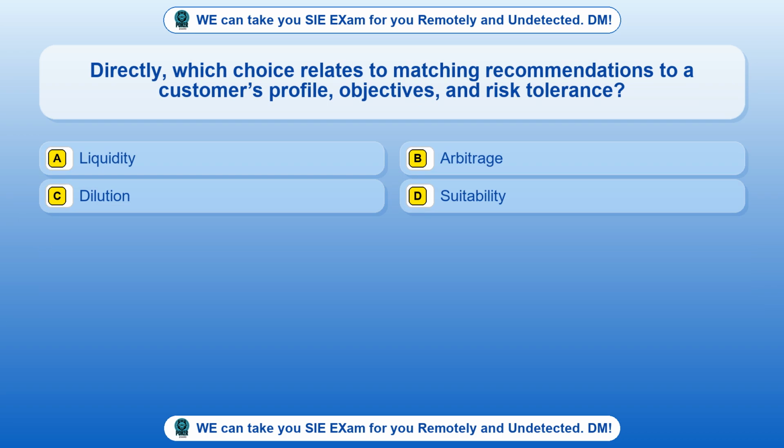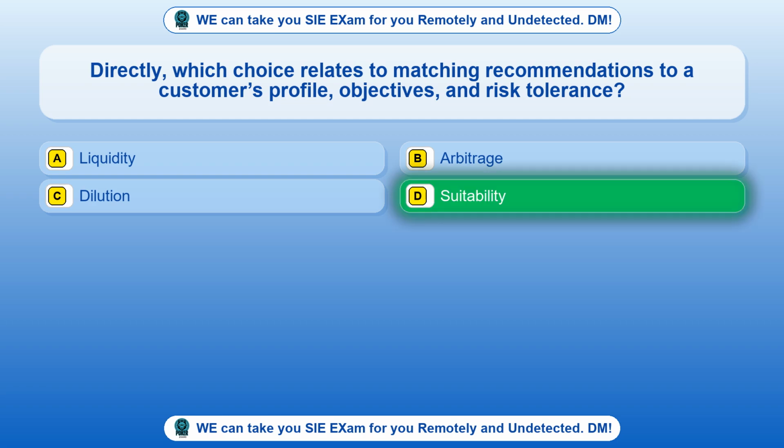Question 80. Directly, which choice relates to matching recommendations to a customer's profile, objectives, and risk tolerance? Option A, liquidity. Option B, arbitrage. Option C, dilution. Option D, suitability. The correct answer is option D, suitability.